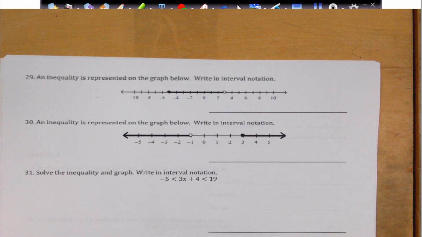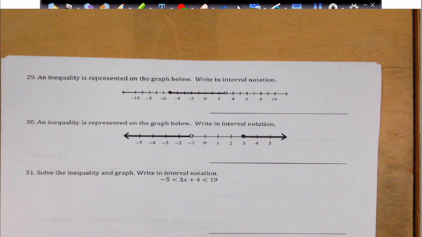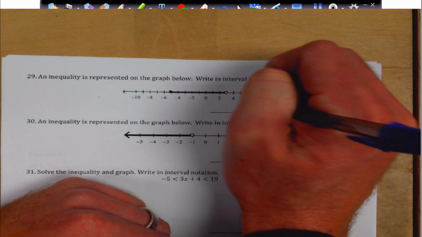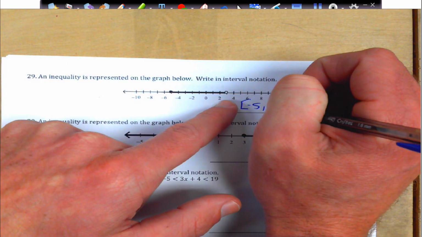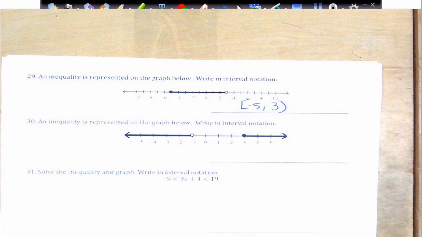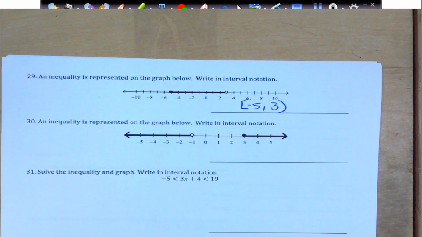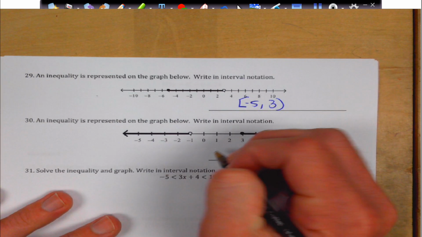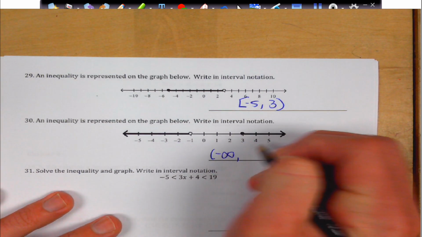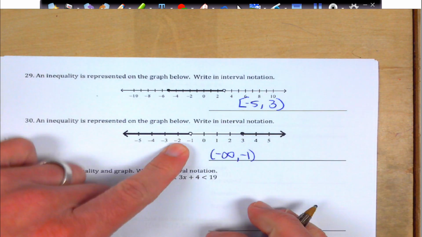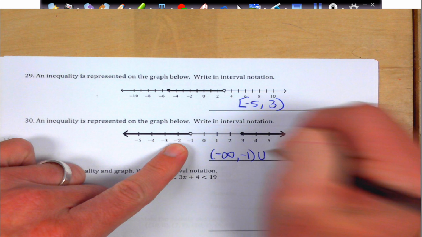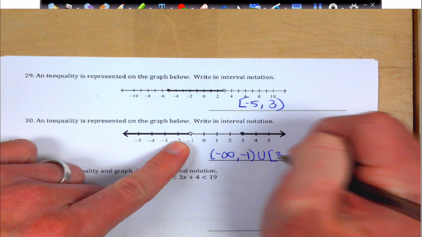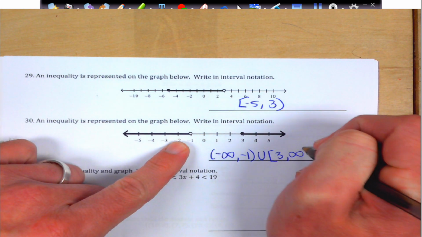All right, write an inequality to represent the graph below. So we're going to go bracket at -5, and we're going to go all the way up to 3 and open parentheses. Easy. Okay. Now this next one is a double. So the double, you start with negative infinity. I go all the way up to -1. Again, no brackets on this one. Union, and now I do bracket 3 all the way to infinity.